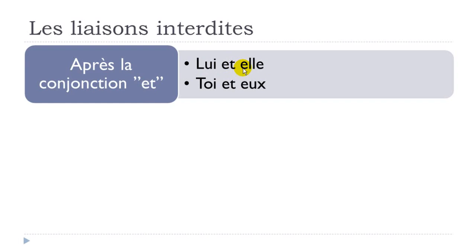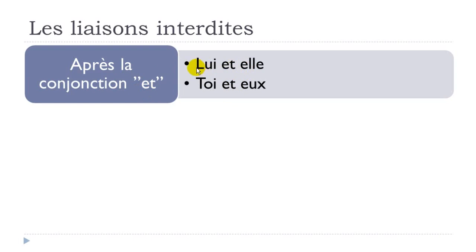Because it would be quite logical. After all, we tend to make it and to put it, a little bit everywhere. But in that case, sorry about that, the rule is really strict. So after this conjunction et, like we've got here, you don't make any liaison. So no links after et.